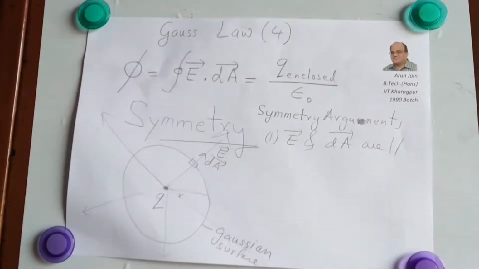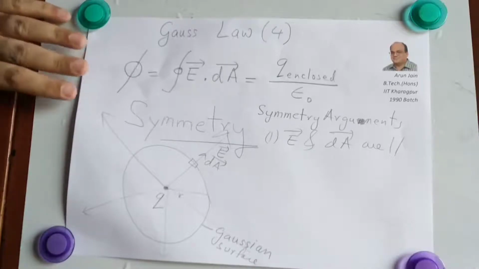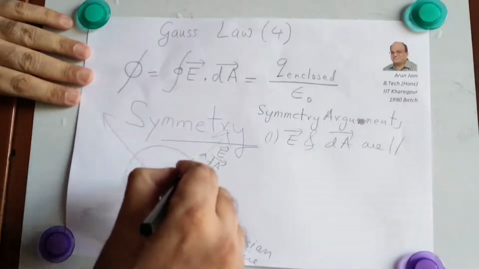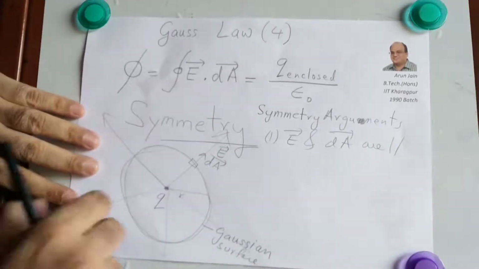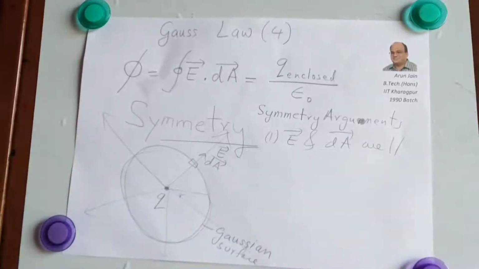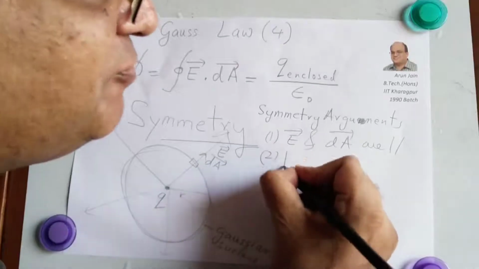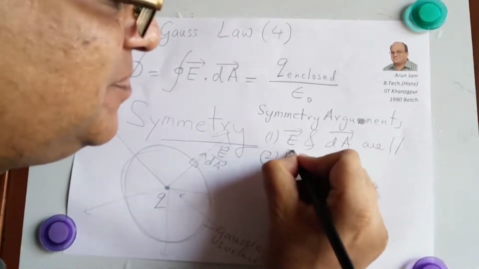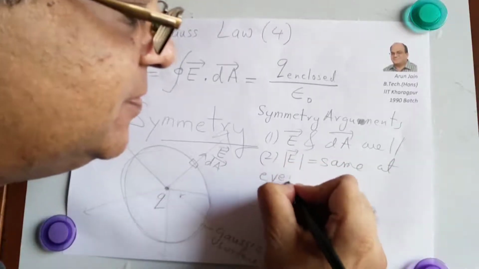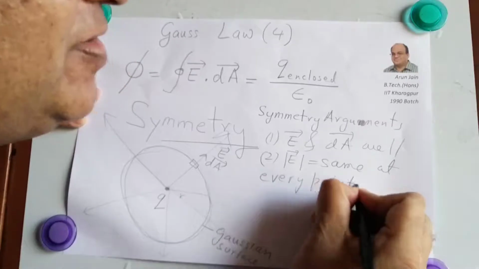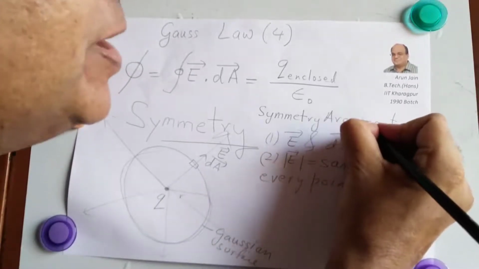The second thing is that all these points on the Gaussian surface are at the same distance from charge Q. So the magnitude of electric field at every point on the Gaussian surface has to be same. So mod of E is same at every point on the Gaussian surface. Okay, these are the arguments.